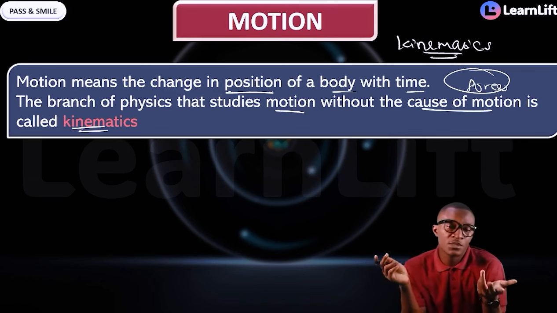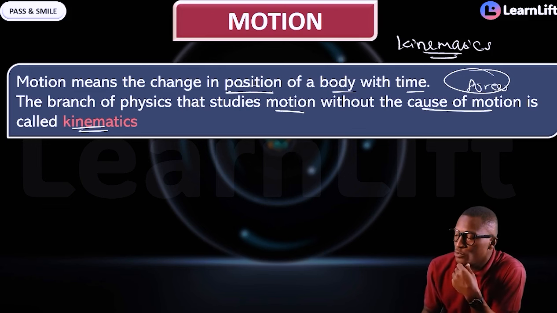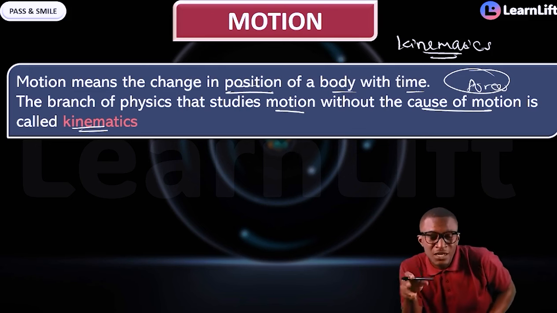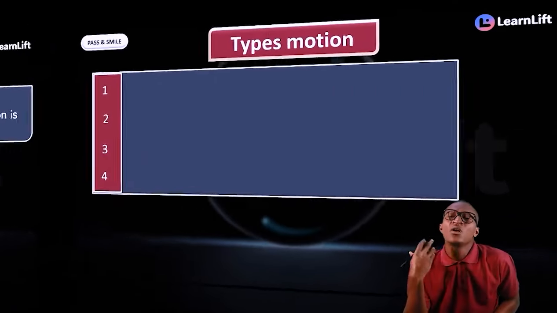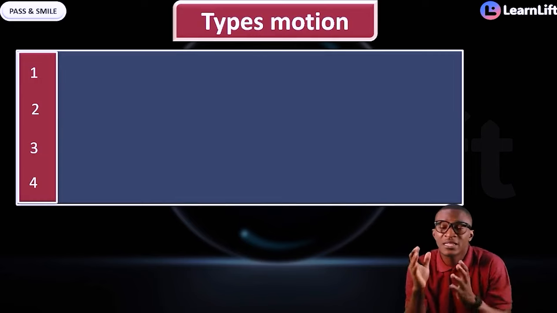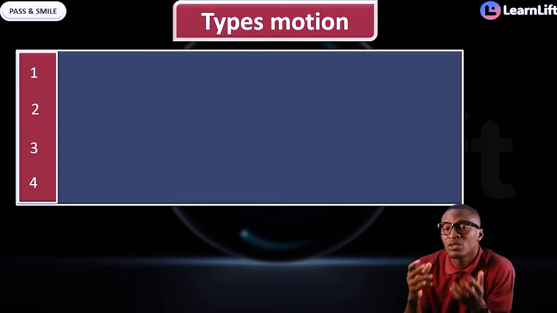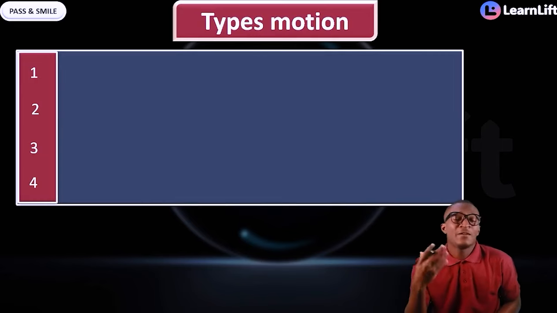Everybody again, what is motion? Motion can be defined as the changing position of a body with time. The branch of physics that talks about motion is called kinematics. Now, quickly, what are the types of motion? Remember that in this class, we are focusing on definition and types of motion. Practically, there are 4 types of motion.